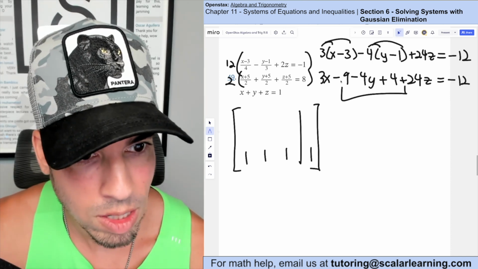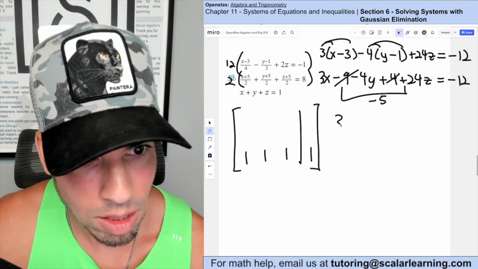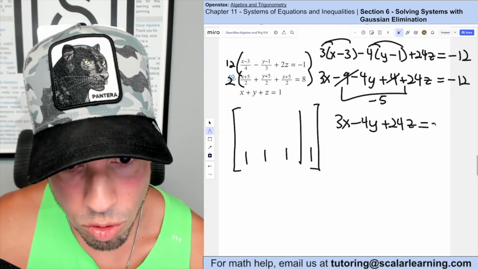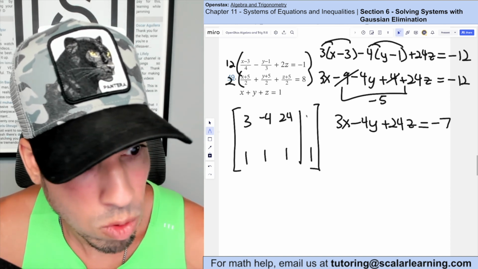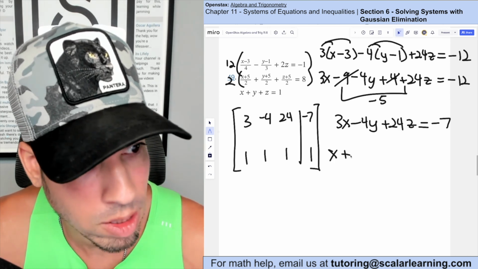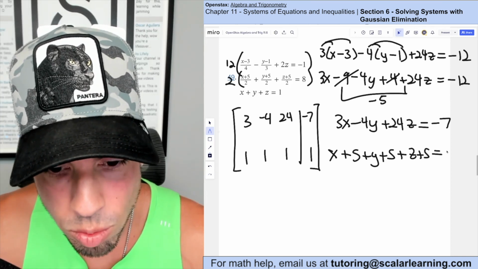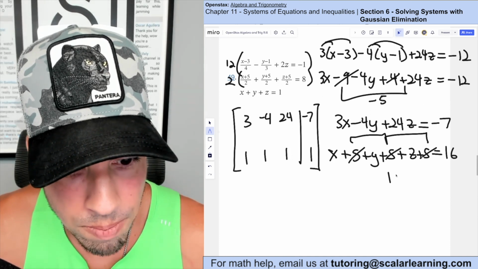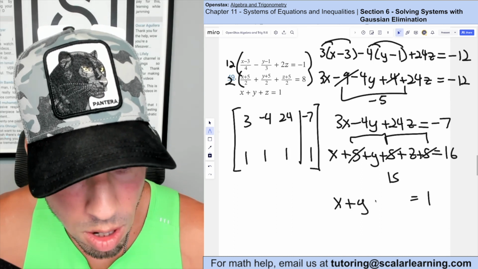Let's combine like terms. Negative 9 and 4 make negative 5. And then we add it to the other side, and we got 3x minus 4y plus 24z is equal to negative 7. So in the matrix, we got 3, negative 4, 24, and negative 7. And then when we multiply by 2, it just clears out everything in that second equation. X plus 5, y plus 5, z plus 5 is equal to 16. 5, 5, and 5 make 15, right? And then I subtract 15 from both sides and I get 1 equals x plus y plus z.